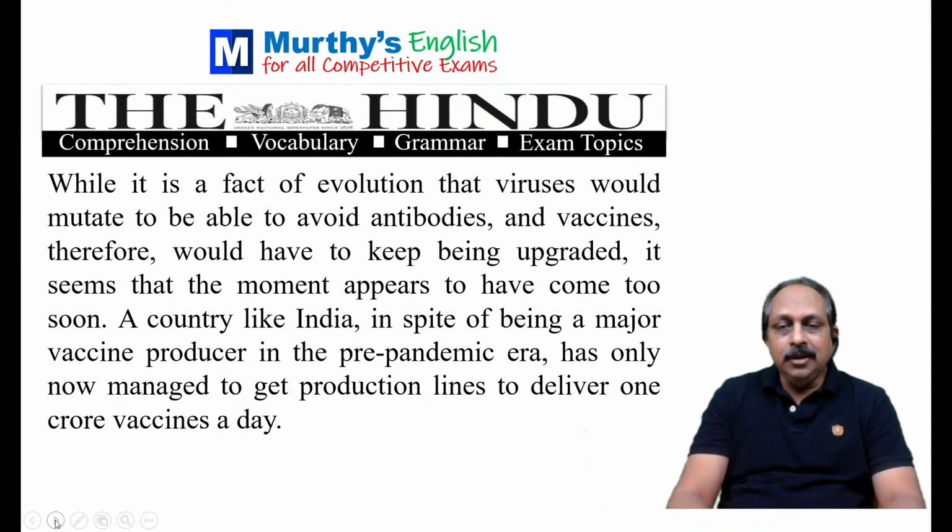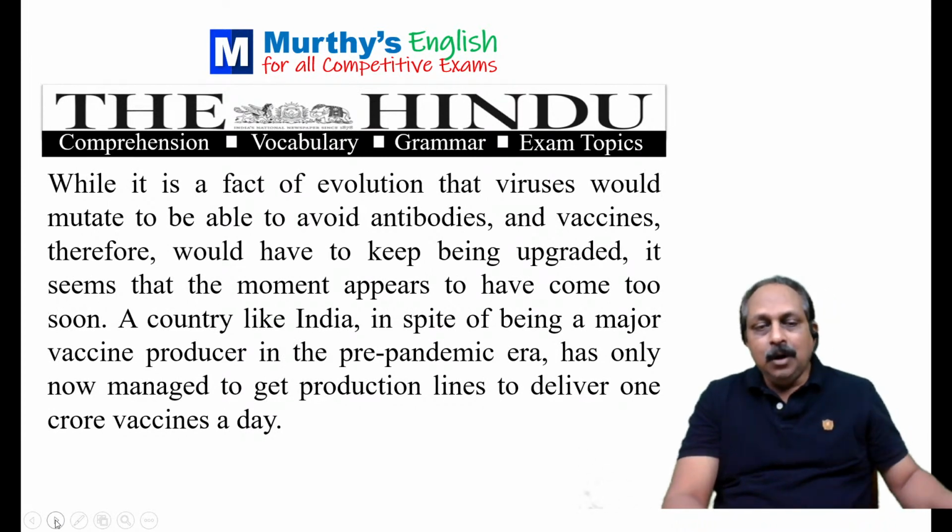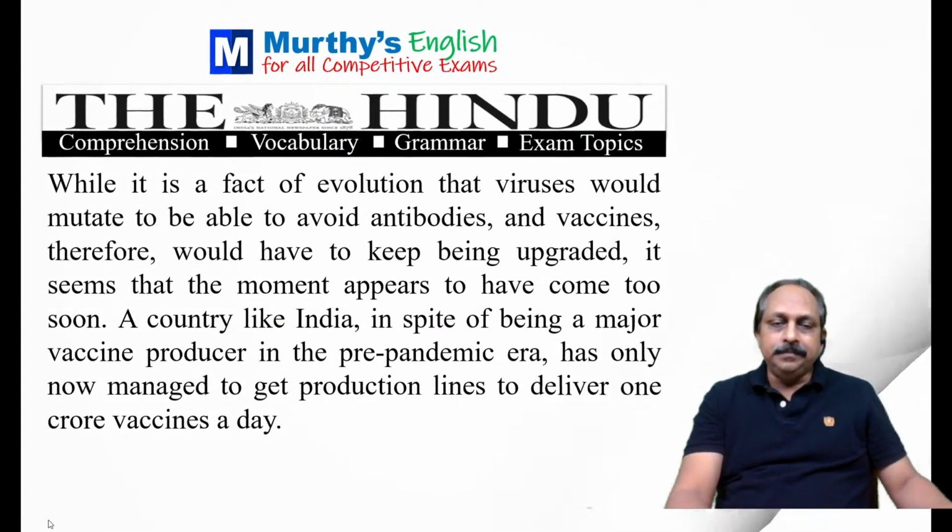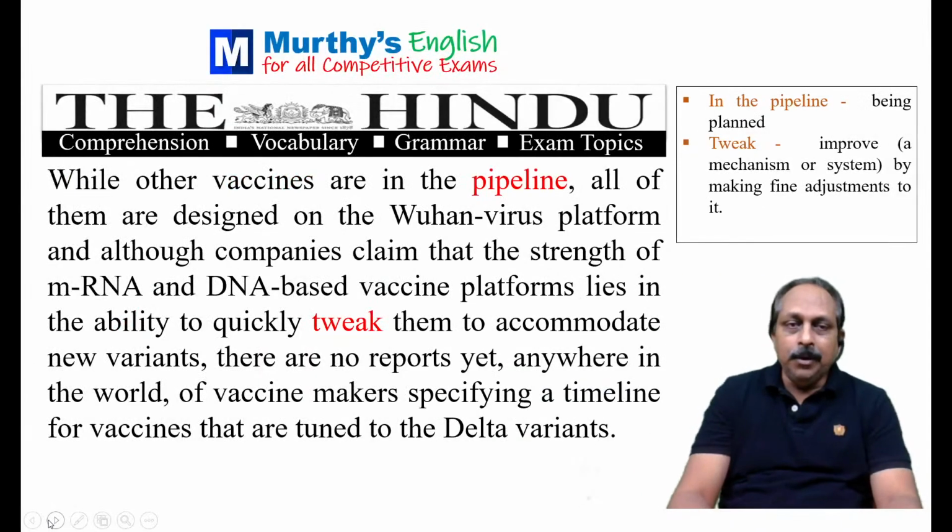A country like India, in spite of being a major vaccine producer in the pre-pandemic era, has only now managed to get production lines to deliver 1 crore vaccines a day. Now it talks about India's position and to what extent it can produce the vaccines, how many. That's also a good number.